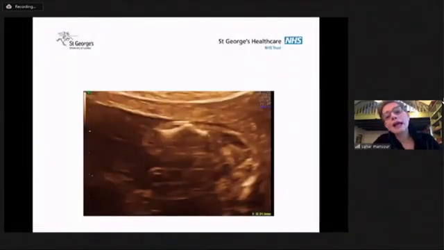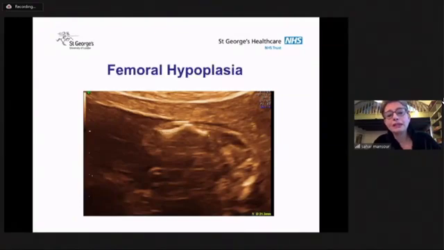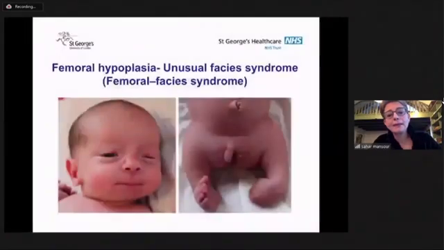This is another angulated femur. Only the femurs are affected, bilateral angulated femurs. I thought this was osteogenesis imperfecta type 3. I told the parents. They continued with the pregnancy, worried that the baby would have a lifetime of fractures. But actually, this is a femoral hypoplasia, and the baby actually had femoral facies syndrome, or femoral hypoplasia with unusual facies. It's associated with a small chin, so perhaps you should look at the chin to see if it's small, and a cleft palate, which I know is much, much more difficult to pick up.